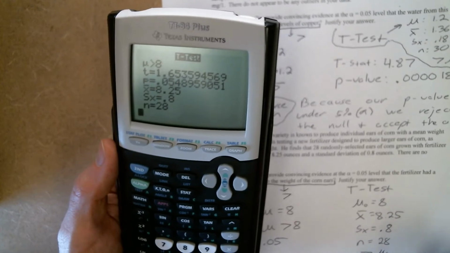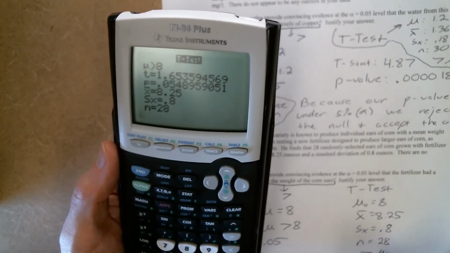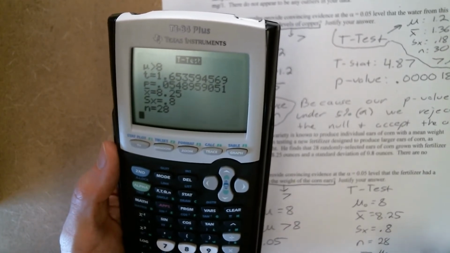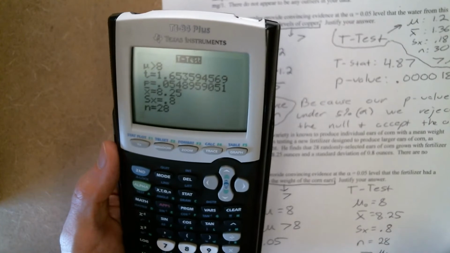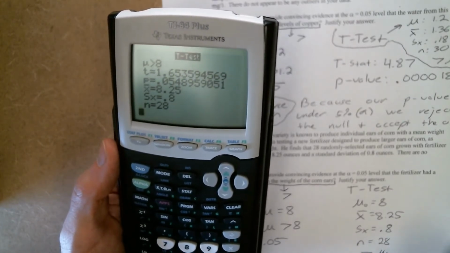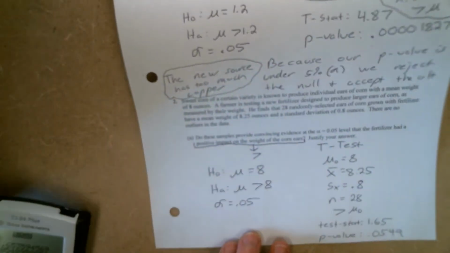of 1.65, which yields a p-value of 0.05. Let's just say 49. Right, 0.0549. All right, so this one's close.